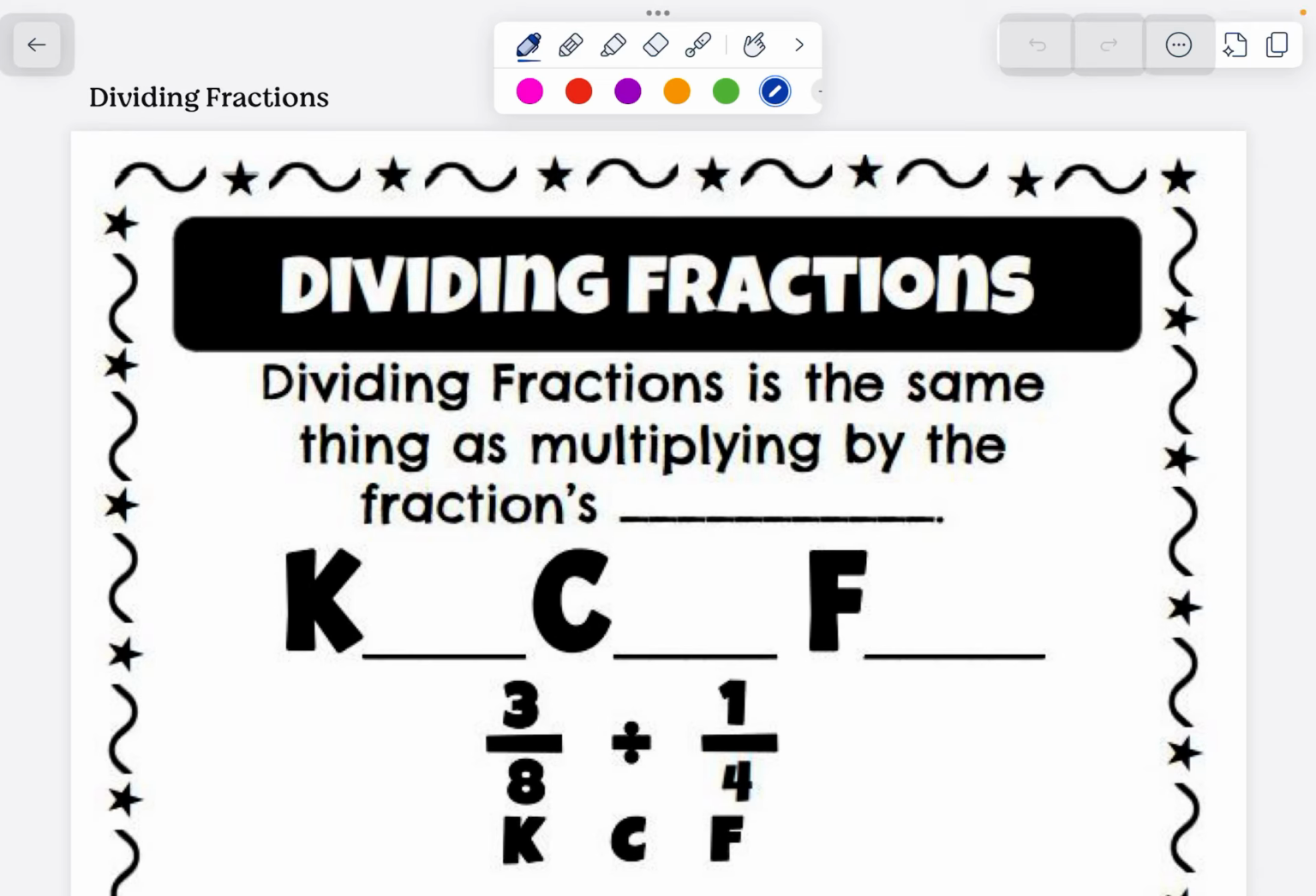All right, so we are going to be going over and hopefully reviewing how to divide fractions. Remember, this is something we learned in 5th grade, so we're honestly just reviewing these skills to later apply them to rational number word problems. So dividing fractions is the same thing as multiplying by the fraction's reciprocal.